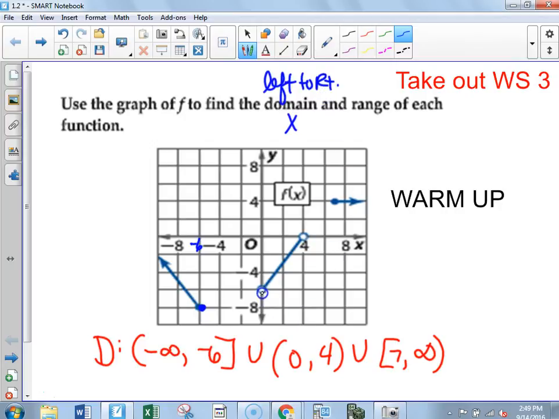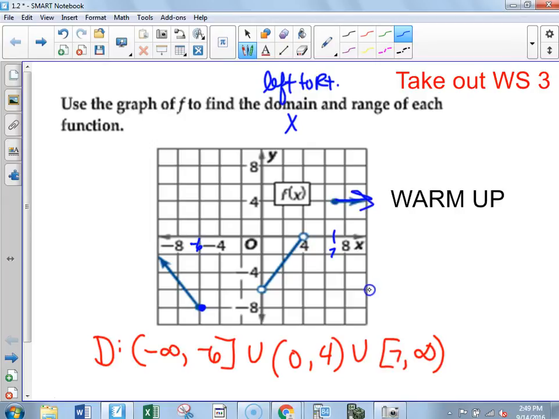Then she said open circle meant parenthesis. 0 to 4 had defined values. Open circle at 4 meant parenthesis. Then there was a little gap here going across until she assumed that was 7. I think that's a good assumption. And it has a solid circle. So she did a square bracket to the right because of this arrow going to the right.